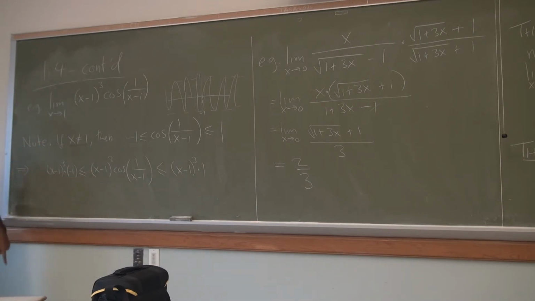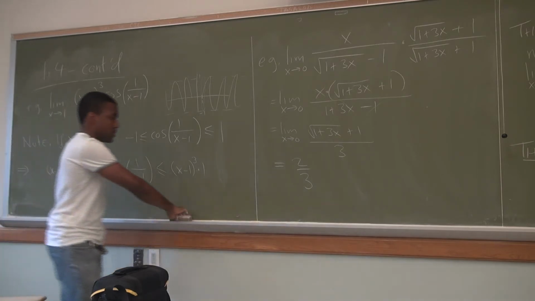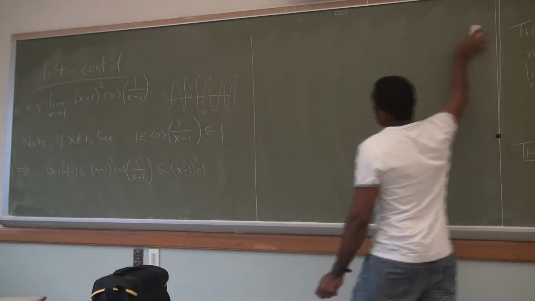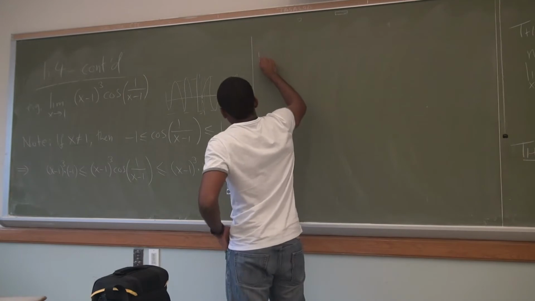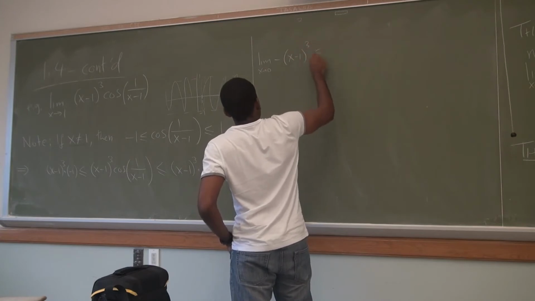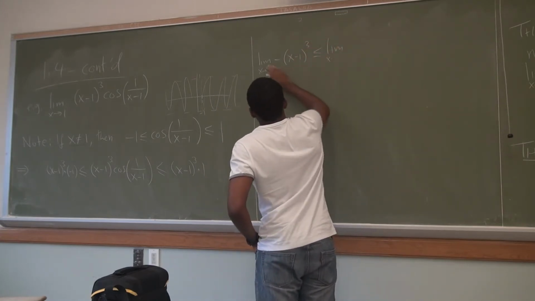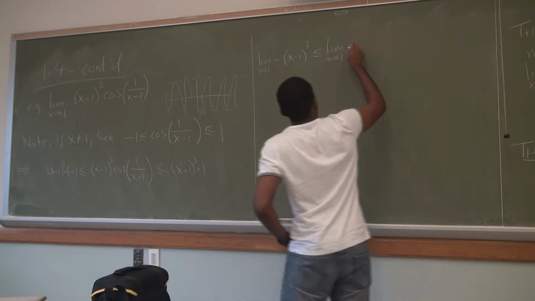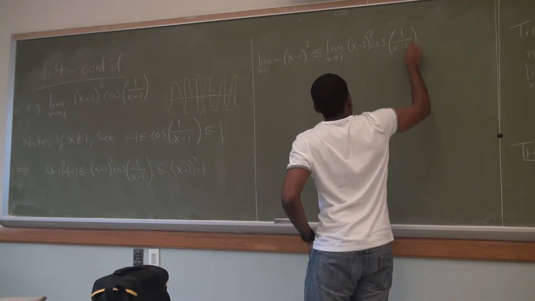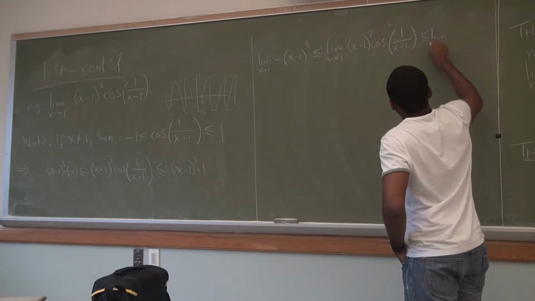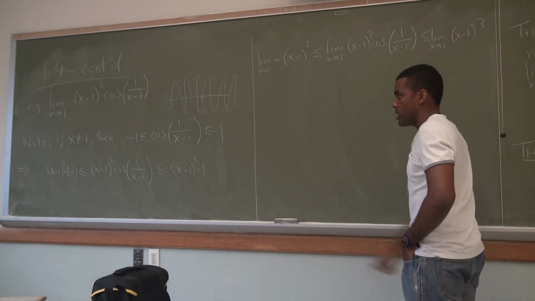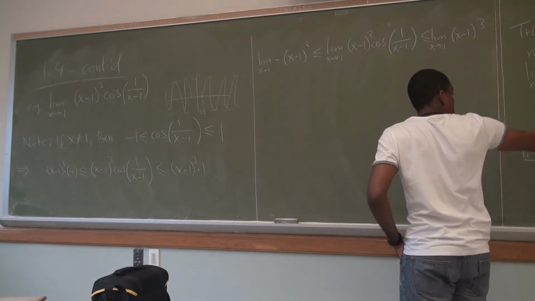Which means that this inequality actually holds, which means I can take the limit of this inequality. The limit as x approaches 1 of negative x minus 1 cubed must be less than or equal to the limit as x approaches 1 of x minus 1 cubed times cosine of 1 over x minus 1, which also must be less than or equal to the limit as x approaches 1 of positive x minus 1 cubed. I can just take the limit across the inequality, because limits obey inequality by this theorem.